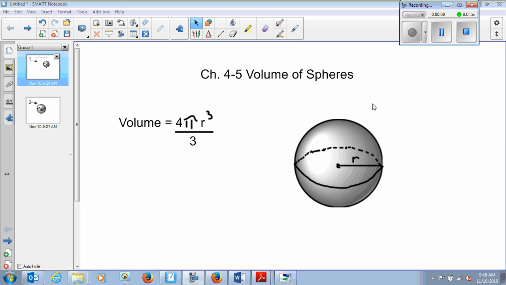Today we're doing Chapter 4-5. It's going to be a short video, and it should be relatively easy. What you're going to have to do is just make sure that you follow the formula for the volume of a sphere. Okay, a couple things that we need to talk about.